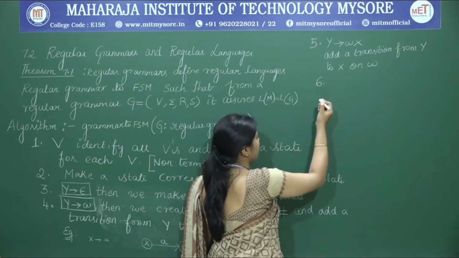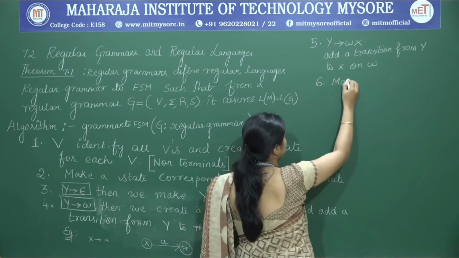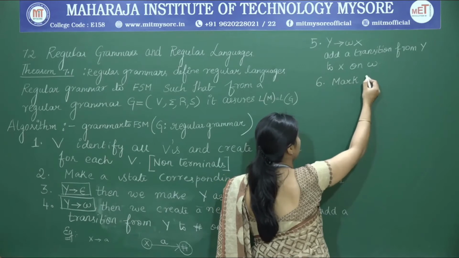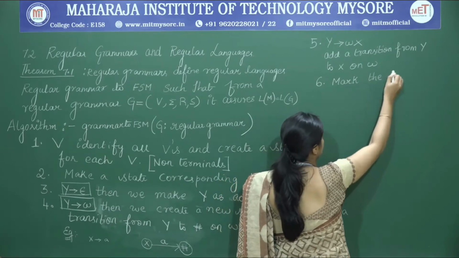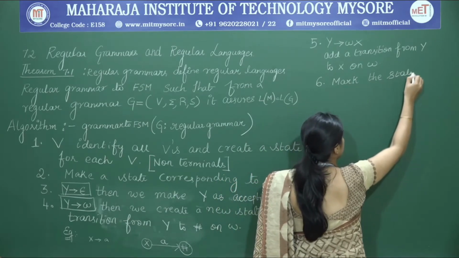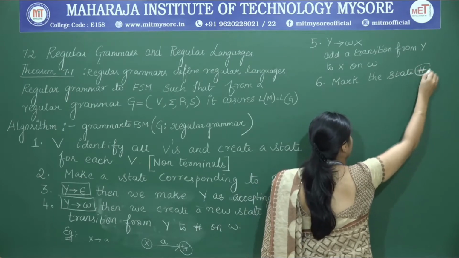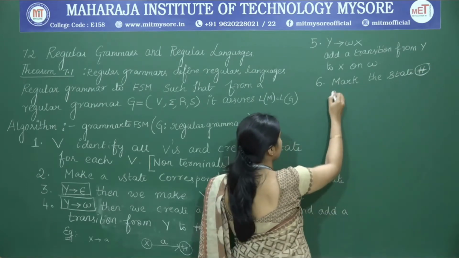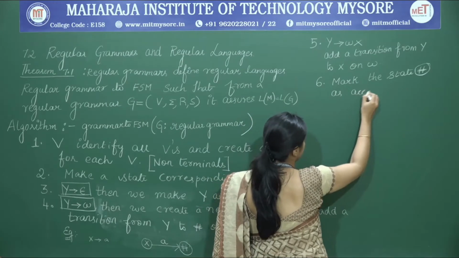The sixth step is mark the state hash as the accepting state.